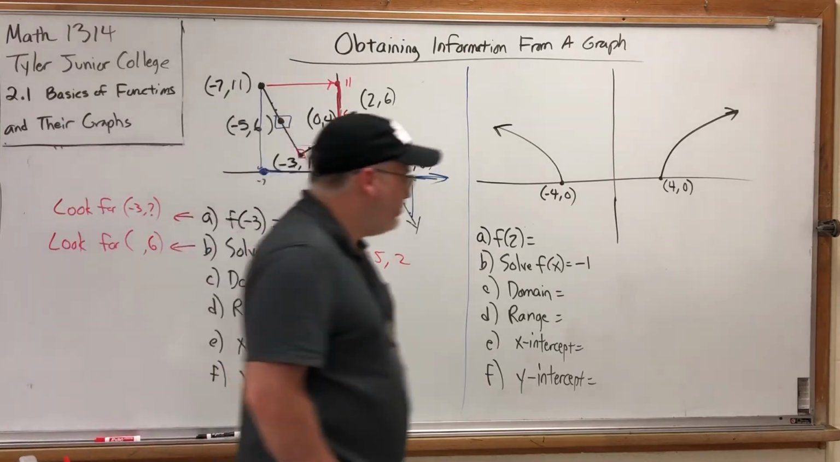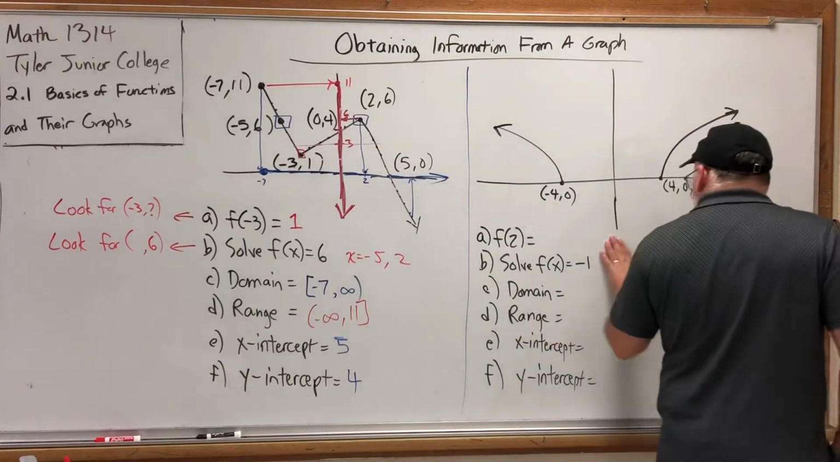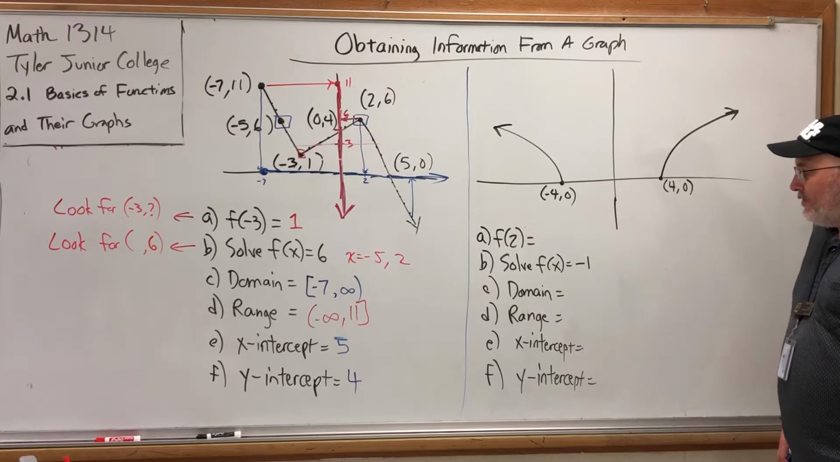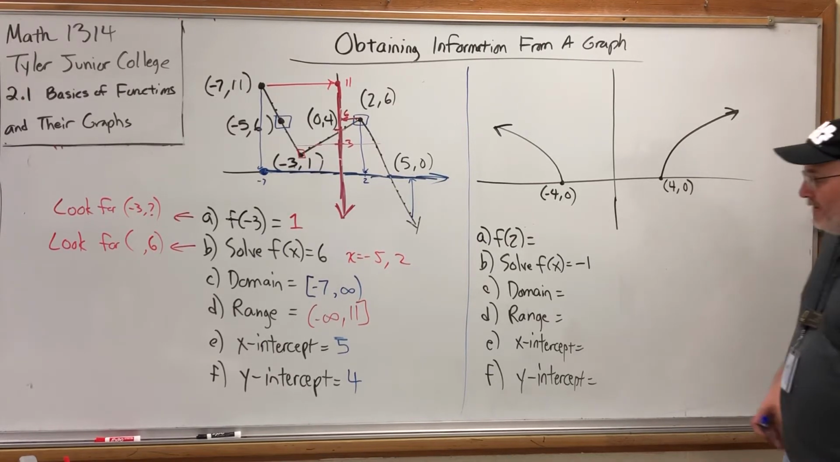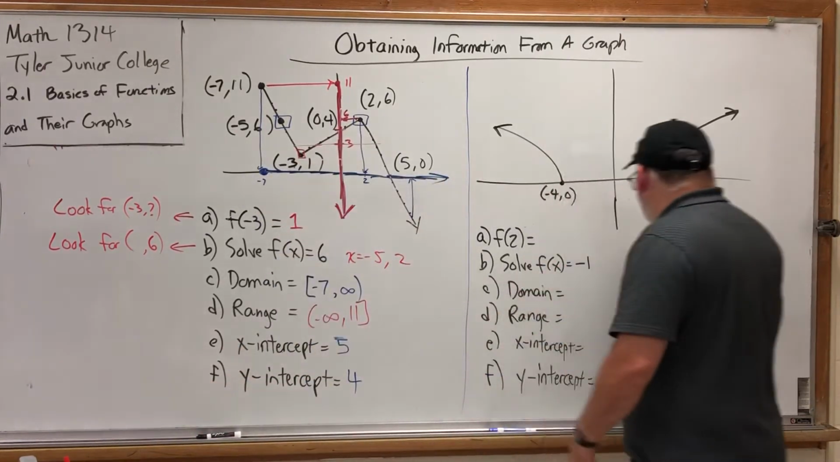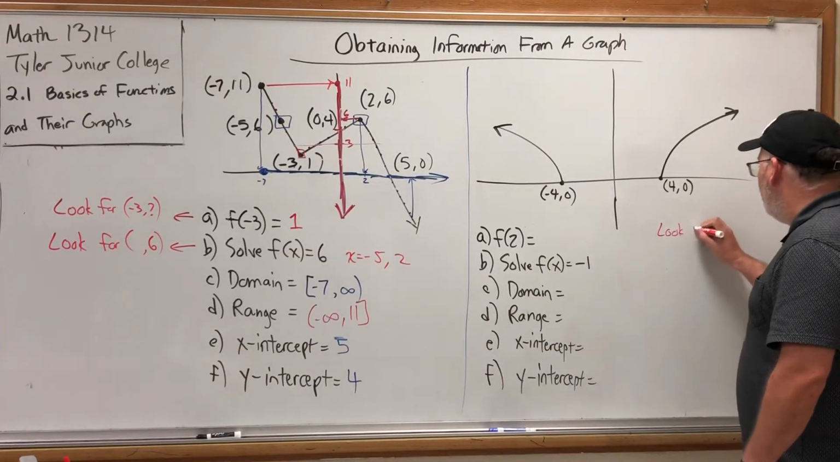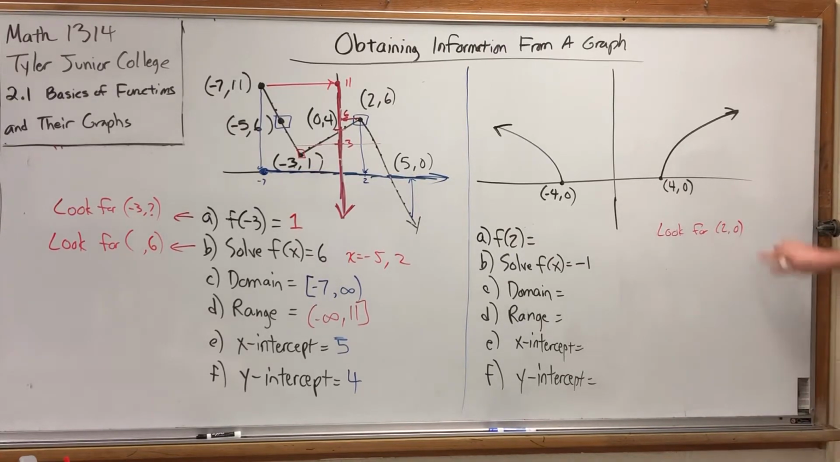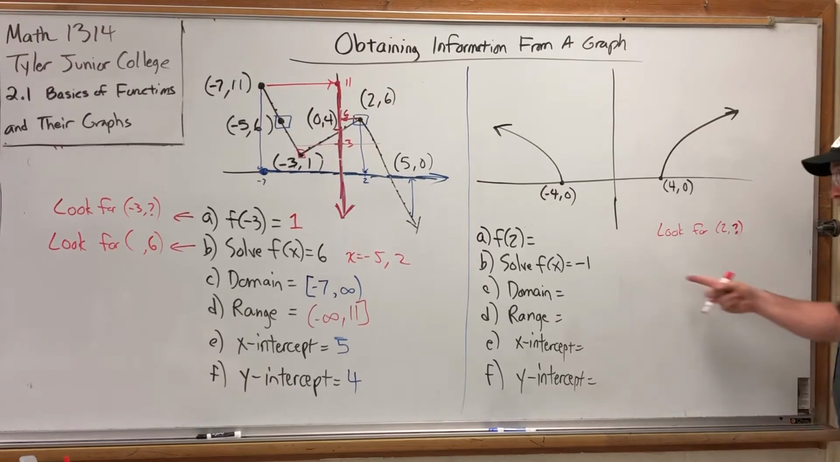Okay, either you paused or you didn't, but either way, here we go. Let's start with f of 2. In order to evaluate f of 2, I need to find an ordered pair whose x is 2. In other words, I need to look for 2 comma 0. Excuse me, not 2 comma 0, 2 comma something. That's what I'm asking for. What's the output?